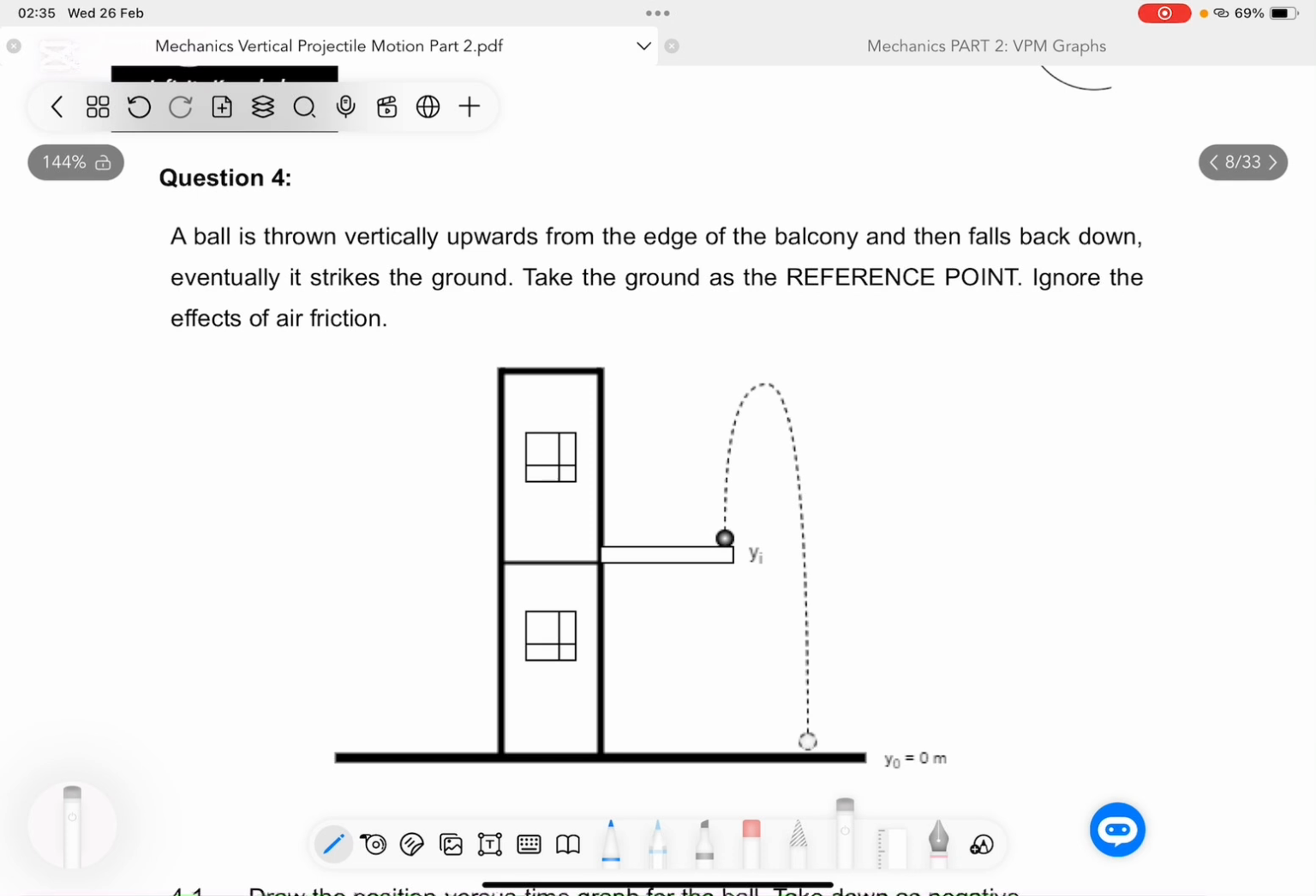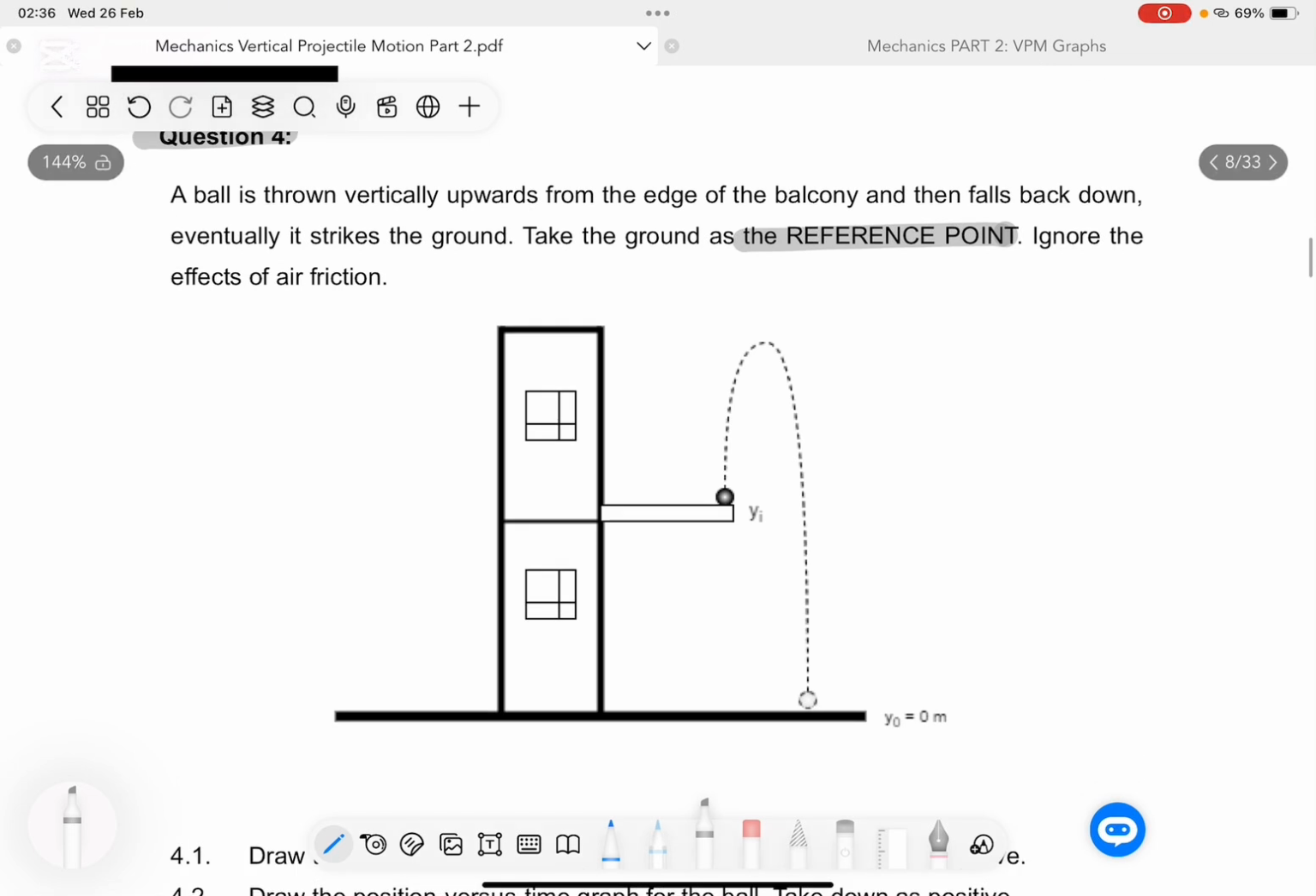This leads me to question 4, where we're going to look at a different scenario again, where the ball is thrown vertically upwards from the edge of the balcony and then falls back down. Eventually, it strikes the ground. Take the reference point as the ground. We then say again here, the reference point is the ground. Now, this is the same question as question 2, except we have changed the reference point. Remember, in question 2, the reference point was here. We are now saying the reference point is on the ground.